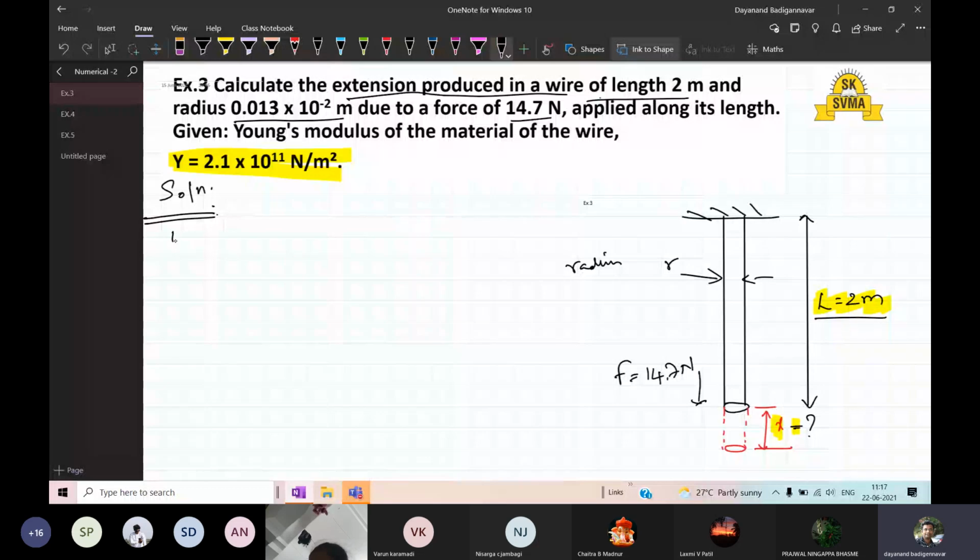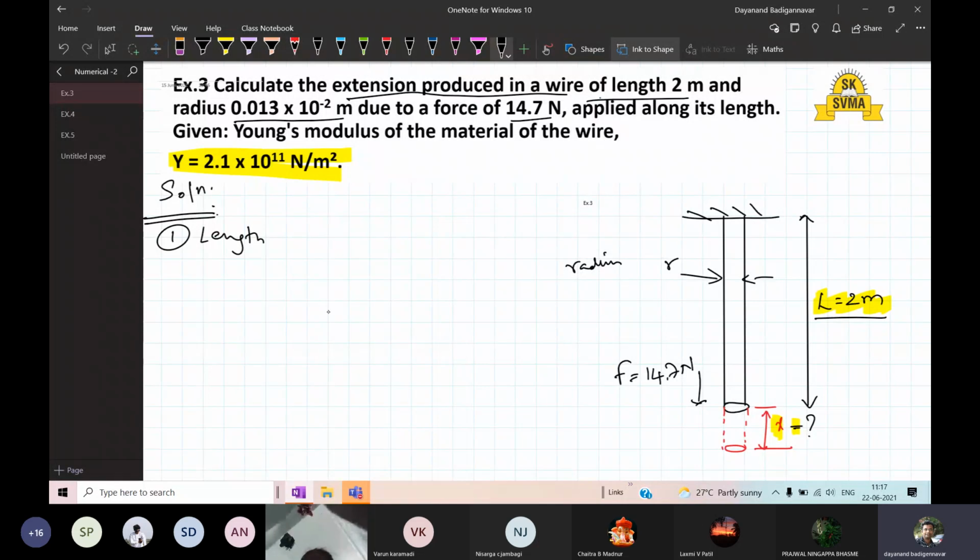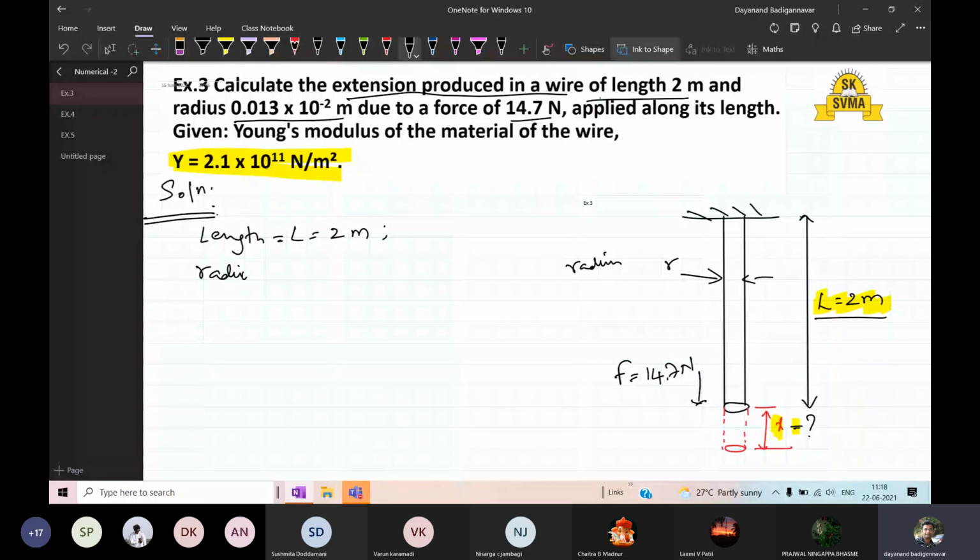First one, you have the length that is given. Length, I will take it as L, equal to 2 meters. Second one, radius of the wire. I have taken it as R, that is equal to 0.013 into 10 to the power of minus 2 meters.